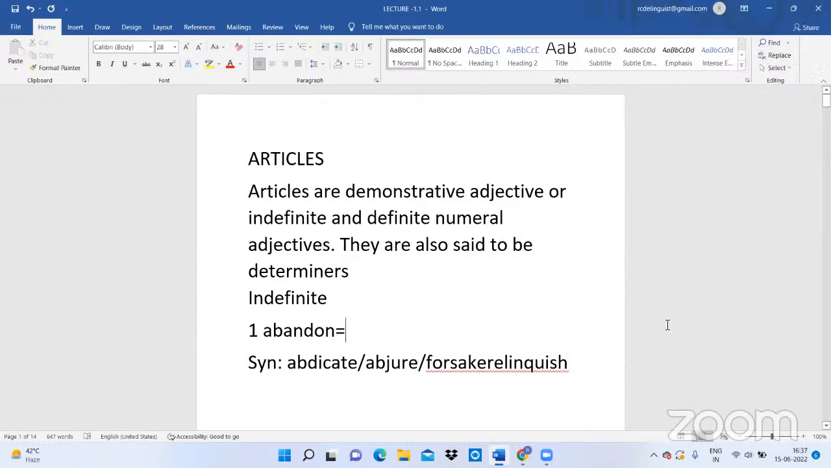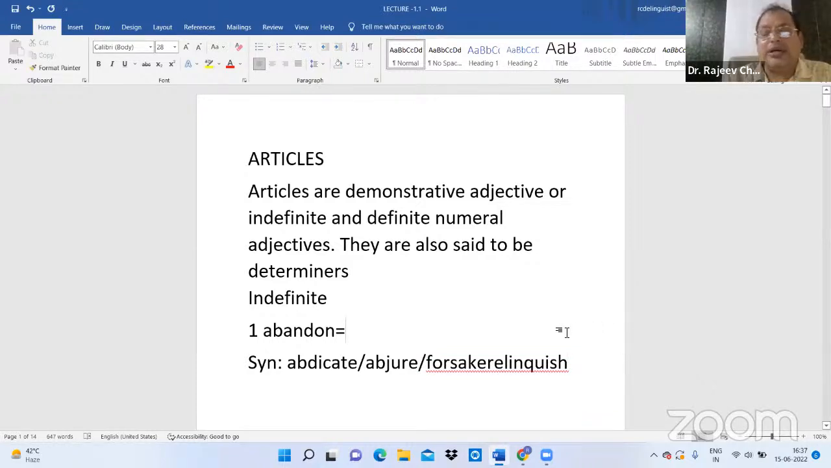Fine, please. So the thing here is about what? Relinquish, you can see. Forsake, you can see. Forsake. Abandon, abdicate. Abandon ka matlab hota hai hamesha ke liye chhodna, tyag dena. Hamesha ke liye. Okay, like this.